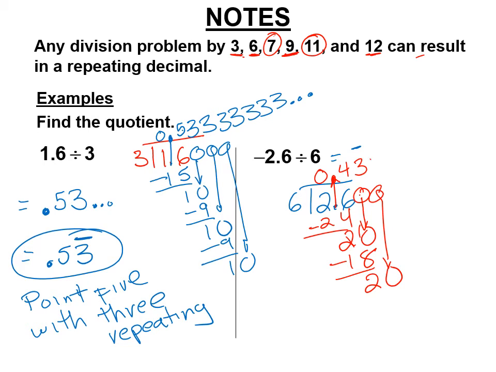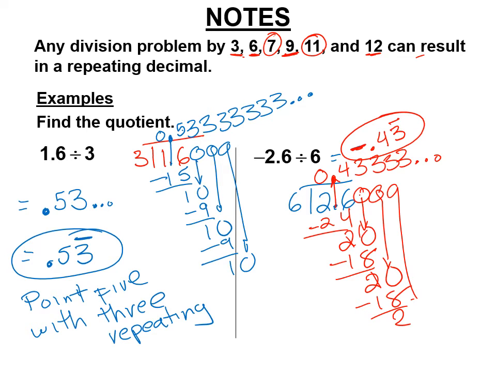6 into 20 goes 3 times. 3 times 6 is 18. Remainder 2. Bring down a 0. And once again, we got another 3. It's not always 3s. And this one is negative 0.4 with 3 repeating. The 4 doesn't repeat, but the 3 does. And there are more complicated repeating patterns. But when you divide by the 3 times table, 3, 6, 9, 12, 15, and so on, you're going to either get a nice answer or a repeating decimal.